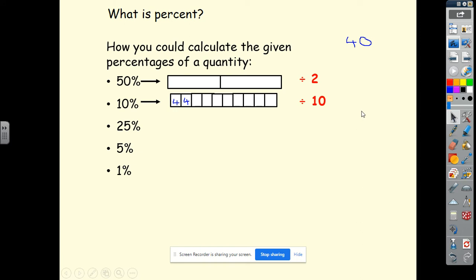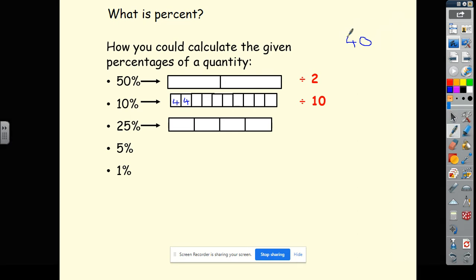So 25%. Well, how many times does 25% go into the 100%? Well, it's 4 times. So therefore, if we were asked for 25%, we could just divide by 4. So going back to my example of 40, if I divided that by 4, each part would be worth 10. Let's write that again. There we go, 10. So each of these would be worth 10, so it would be 10, 20, 30, 40.